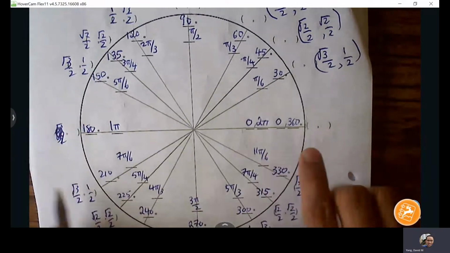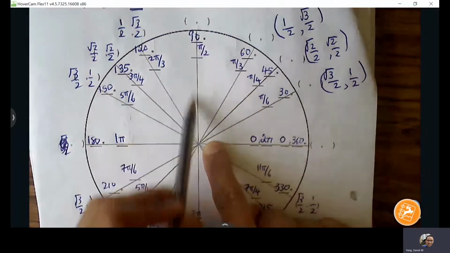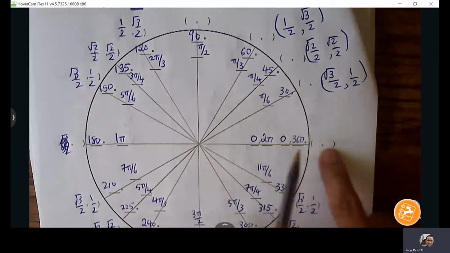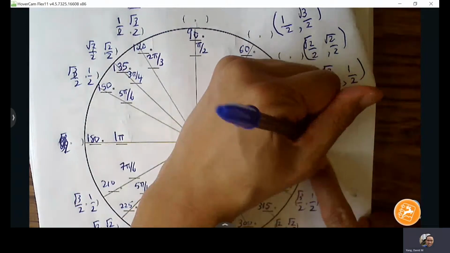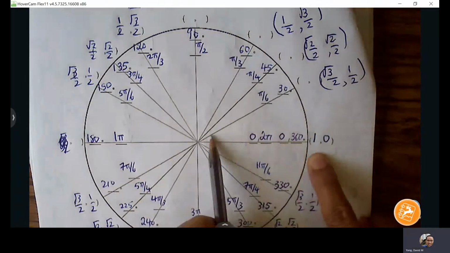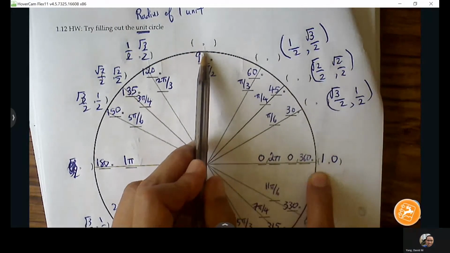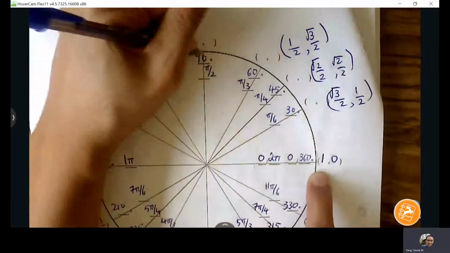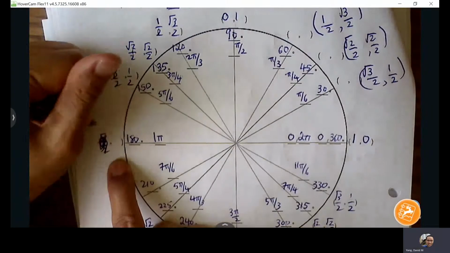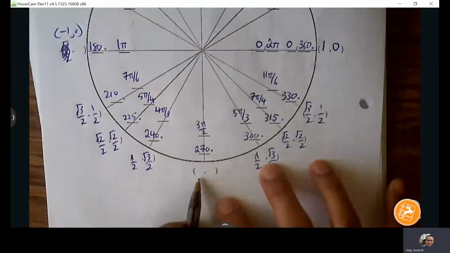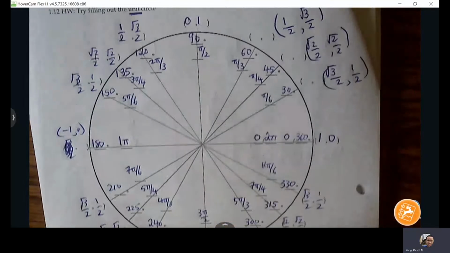And I forgot to do the easiest ordered pairs here. Think of this as 0, 0. This is a unit circle, so everything is 1 unit away. What's the ordered pair for this point here? It's just going to be 1, 0. Okay. What's the ordered pair for this point here? 0, 1. Okay. Ordered pair here, -1, 0. And the ordered pair down here, 0, -1. Okay. All right, we're almost done.